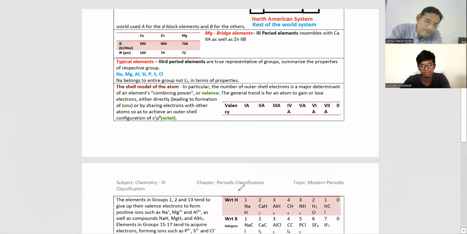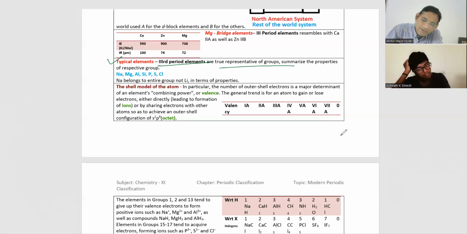Now see typical elements. What are typical elements? Third period elements are called typical elements because they are true representatives of groups. True representatives of groups, what does it mean? They will have the average of the properties of all the elements in their group. Carbon will have the average of the properties of all the elements in its group.